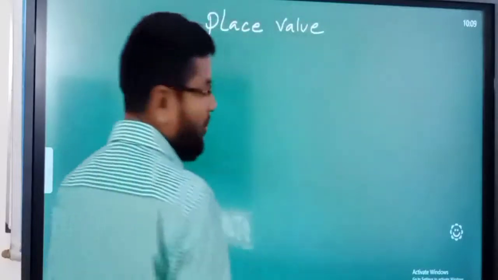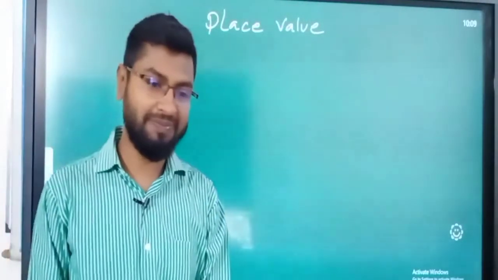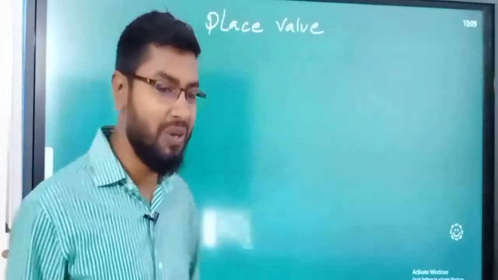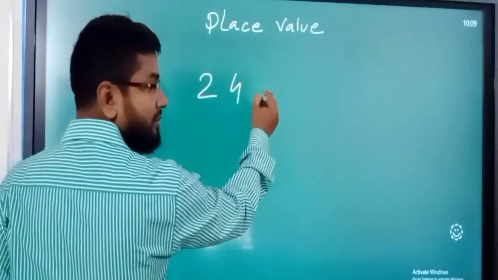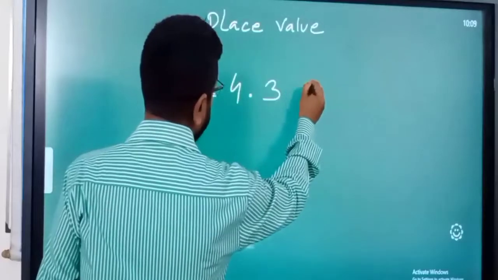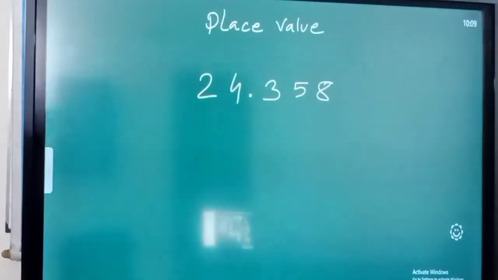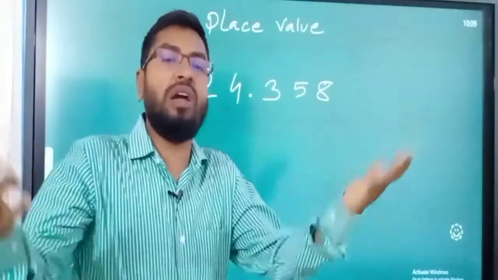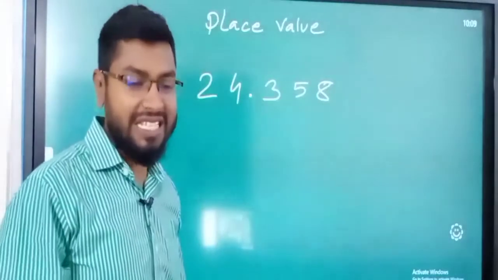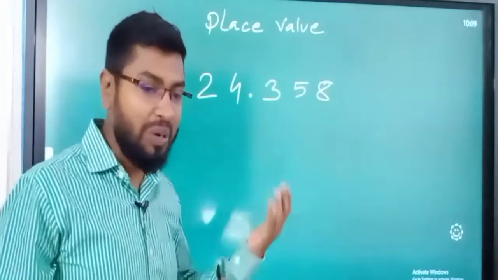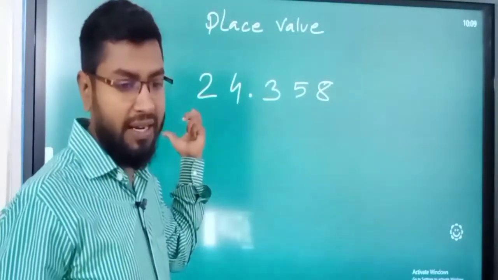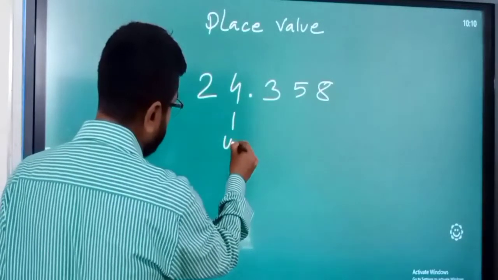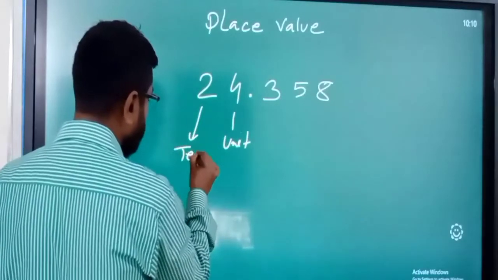Now place value. We know the definition of place value. The position value of the digit in a number is called place value. So look, I'm writing, this is a number. Before the decimal, we have already learned in chapter 1: ones, tens, hundreds, thousands, ten thousands, lakh, ten lakh, crore. Before the decimal is the integral part, the whole number. So this 4, the position name is unit or ones. This 2 is tens. Simple.